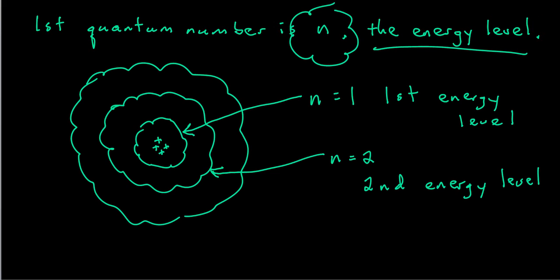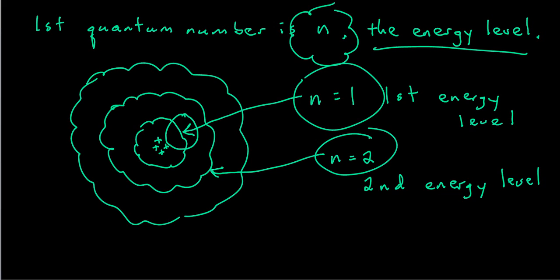For example, in this rather crude picture of an atom, at n equals 1, that's our first energy level. It's the lowest energy level surrounding the nucleus of an atom. If we move up to n equals 2, we're now at a higher energy level where we're going to locate our electrons. This outer layer here would be an even higher energy level known as n equals 3.